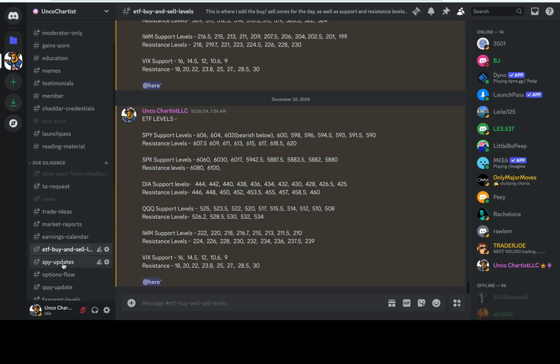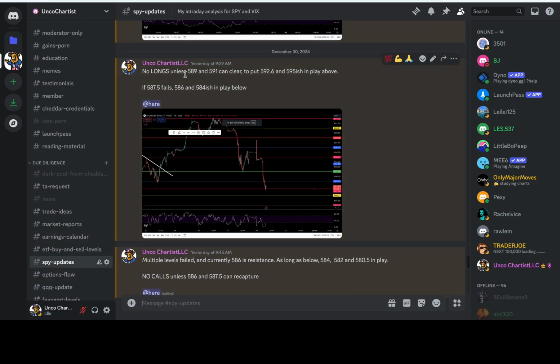Okay, and I wrote here yesterday, before the market opened: no longs or calls unless 589 and 591 can clear, to put 592.6 and 595-ish in play. If 587.5 fails, 586 and 584-ish are in play below. These aren't predictions, these are just trade ideas based on what the price action is going to do. If it clears 589 and 591, I would have looked to long. And if it breaks down the 587.5 level, I would have looked to short, and I had price targets, okay?